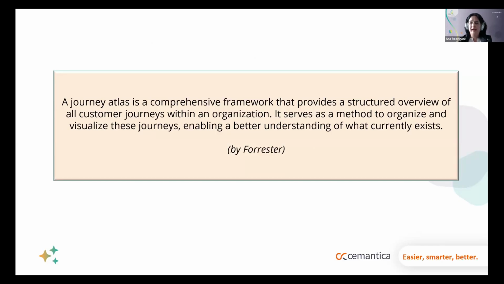Why do you want to create this Journey Atlas or Journey Portfolio? Because it will help you, first of all, to get focused. You will get all the different journeys that you have in the organization in a structured way. And this will help you to run a prioritization on which journeys and personas you need to focus your experience design effort. So this is a holistic perspective, aligning all the customer goals with the business goals that you have in the organization.